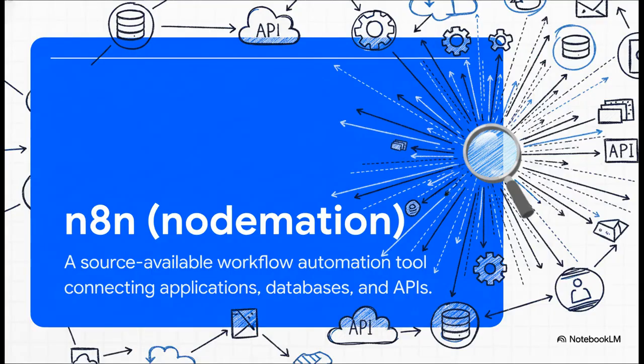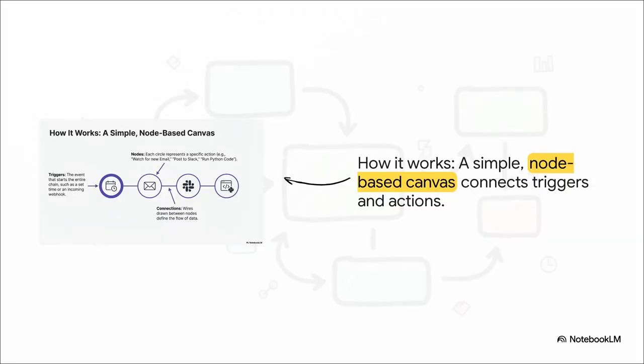So let's get specific. What is n8n? It stands for nodemation, which is kind of cool. And at its core, it's a source-available workflow automation tool. Its whole reason for being is to connect different applications, databases, and APIs so you can automate your work from the super simple stuff to the mind-blowingly complex.